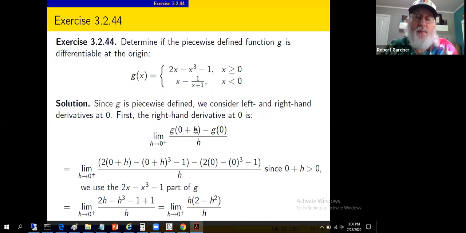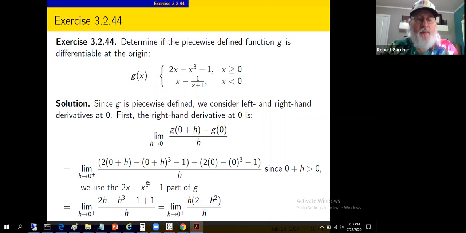So g of 0 plus h, since 0 plus h is positive, is 2 times (0 plus h) minus (0 plus h) cubed minus 1. Exactly this. Put parentheses around it just to be careful. Subtract g of 0. At 0, we also use this piece. Plug in 0, we get 2 times 0 minus 0 cubed minus 1. As I said, I put the things I've substituted in parentheses so they're easier to pick out. And factor, cancel, substitute. It'll work.